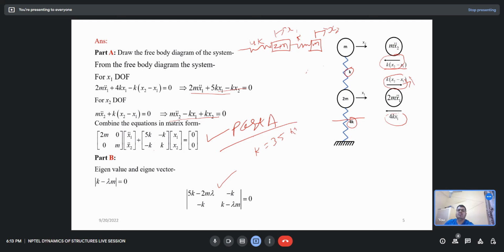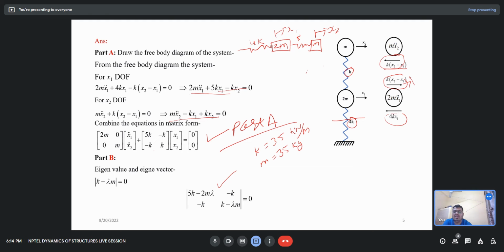35 kilonewton per meter and the mass is given to you as 35 kilogram. So can you try to find out lambda? After finding lambda, we can directly find the eigenvalues. Eigenvalues are the lambda, so we can find the natural frequency. Then after finding the natural frequency, we can find the mode shapes.